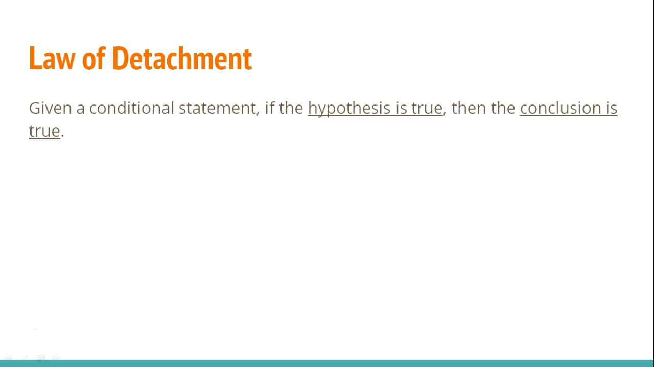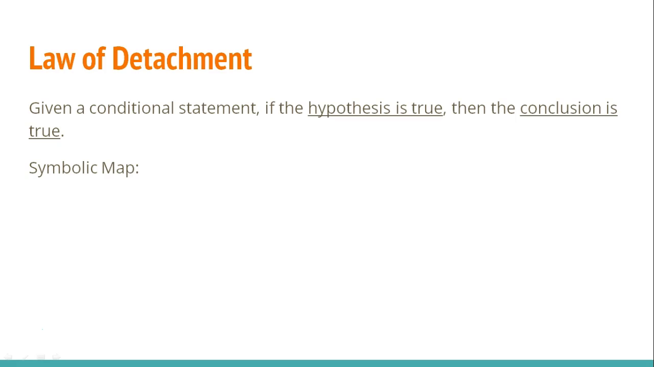The definition is that if I'm given a conditional statement, if the hypothesis is true, then the conclusion is true. So in order to use the law of detachment, we've got a true conditional statement, and if the hypothesis is true on its own, then the conclusion would also be true on its own. And we've got what's called a symbolic map.